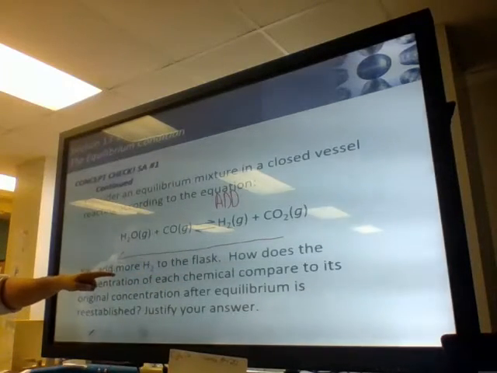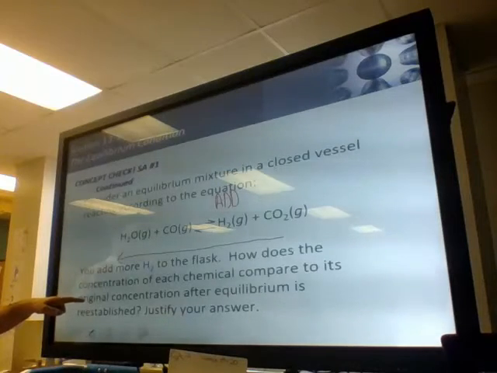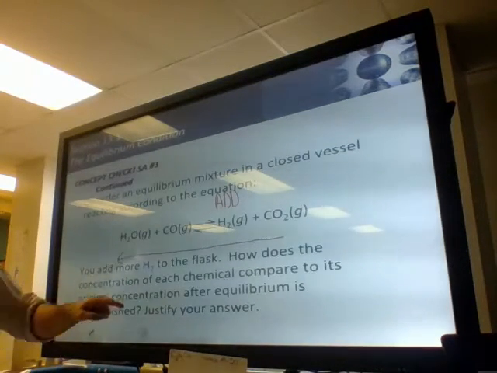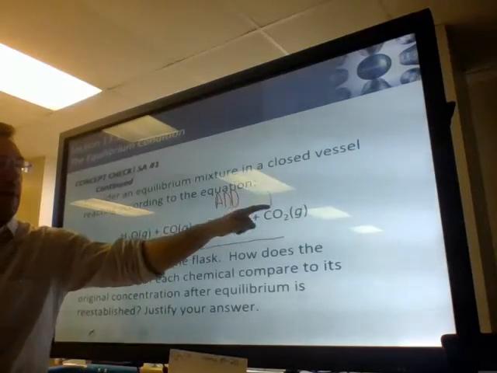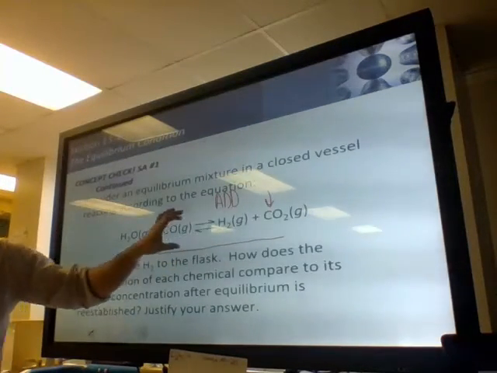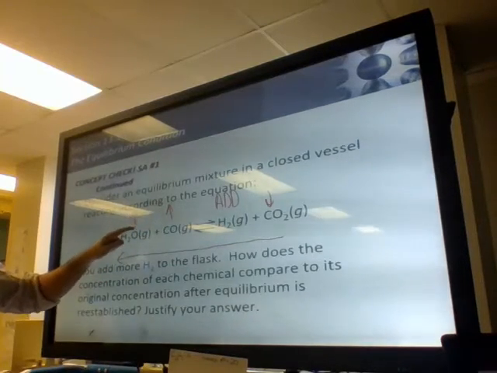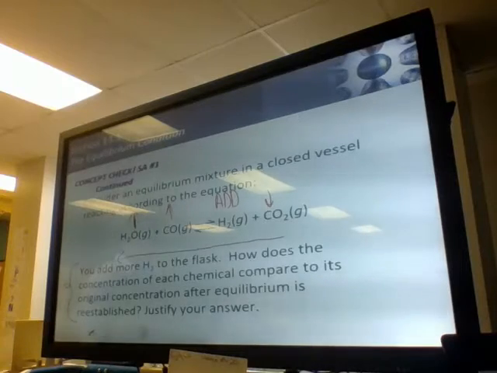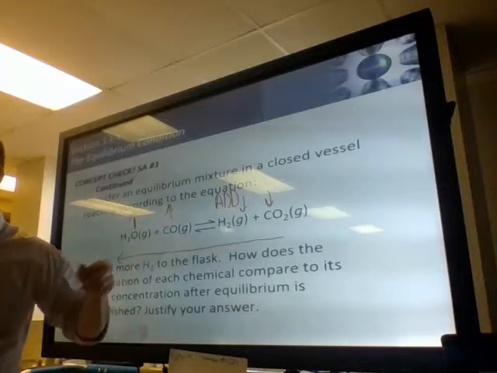So you add more H2O. How does the concentration of each chemical compare to its original concentration after equilibrium is established? So this is going to be what? If I add this, goes down. That's going to go down because more of this is forming those two. So that's up, and this is how the AP Chem questions ask it, and I have seen them in short answer, it seems crazy, but H2 goes down.